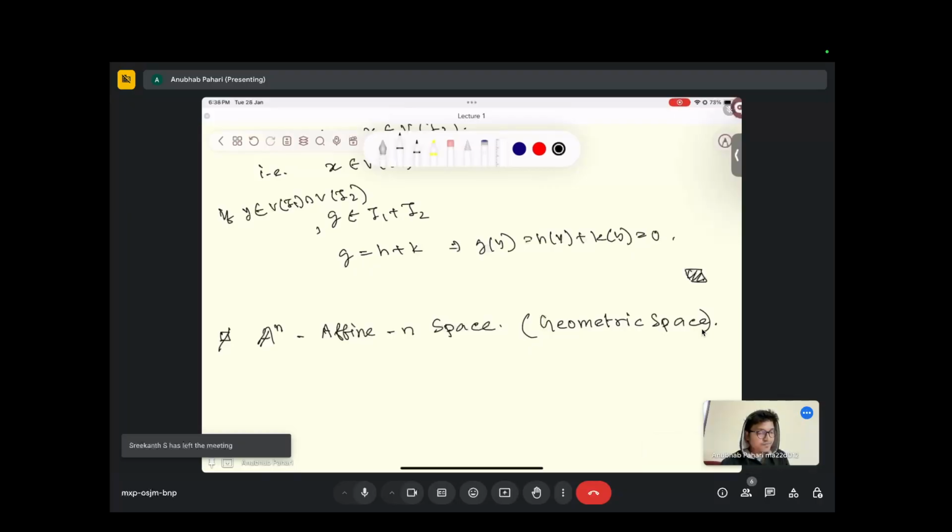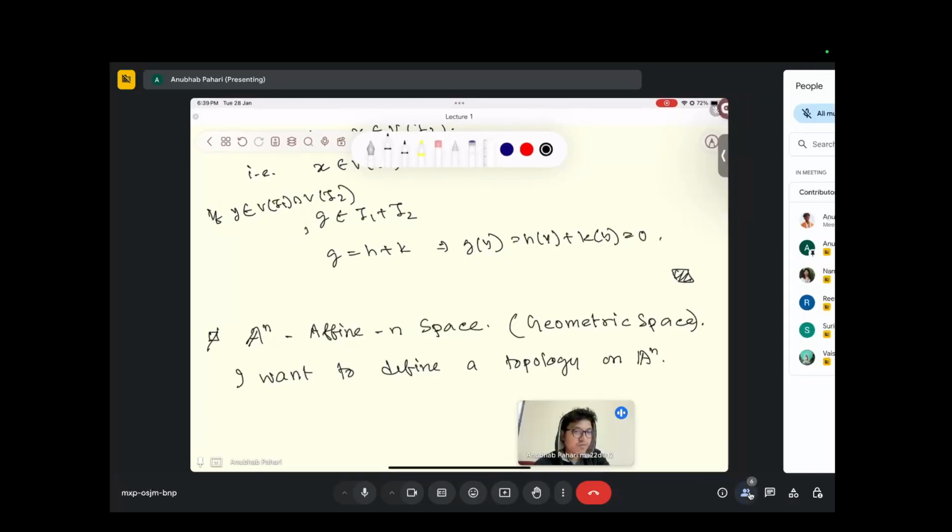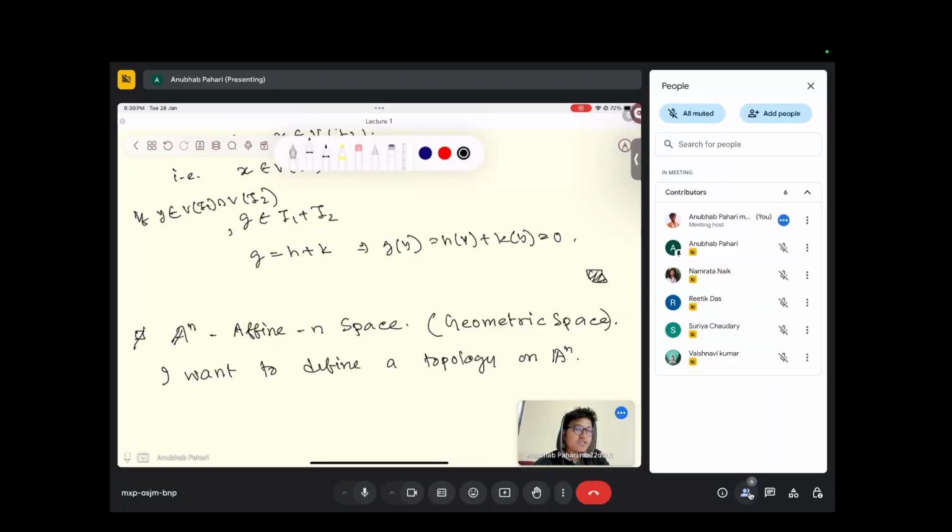So now, how do I want to define a topology on it? I'm assuming that you are familiar with point set topology, because for this course basic definitions and operations from point set topology are needed.